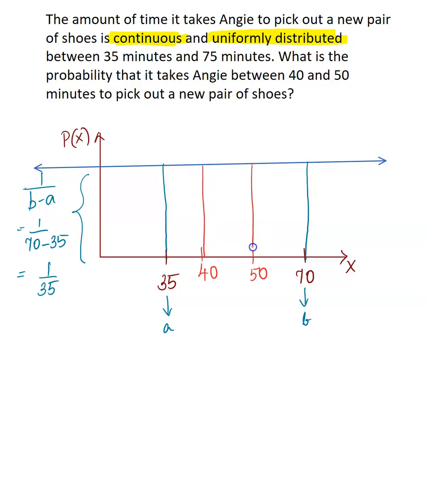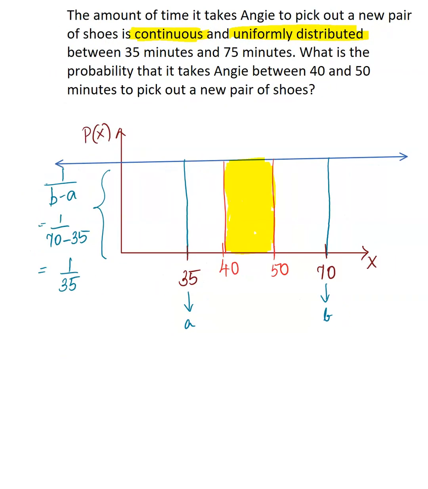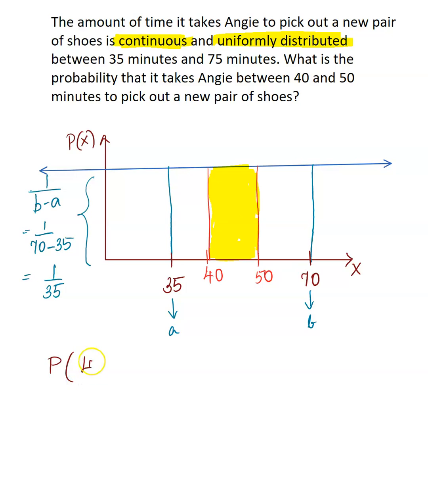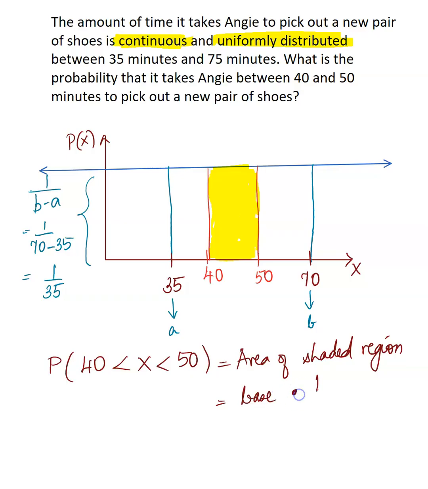So if I were to describe the region here, it will be this shaded region. I need to find the area of this shaded region. Okay. So let me come here and say the probability of x lying between 40 and 50 minutes is the same as the area of the shaded region, which is base times height. You know, the shaded region is a rectangle. So the base will be this distance between 40 and 50. So it's basically 50 minus 40 times the height, which is just what we found here, right? The p of x.